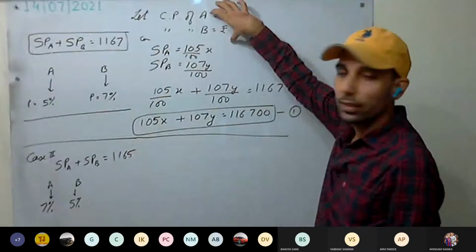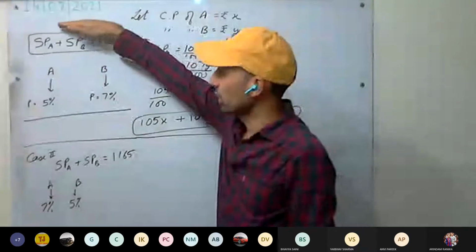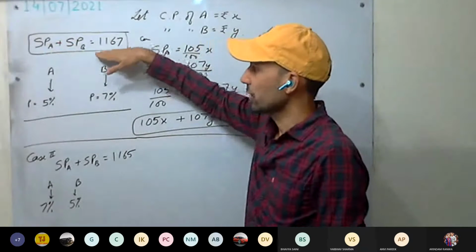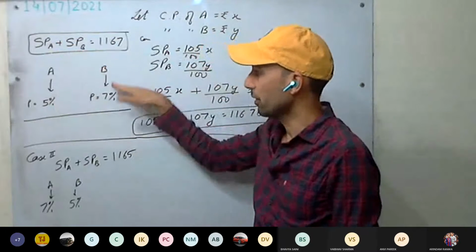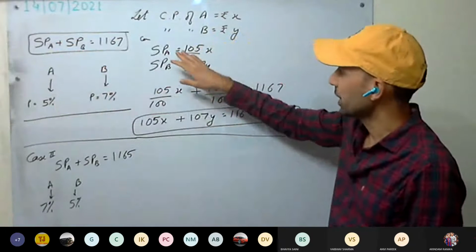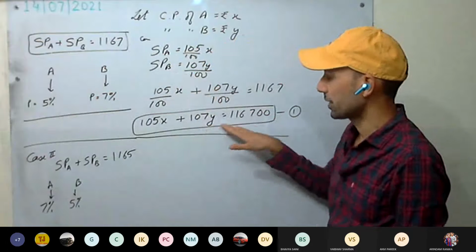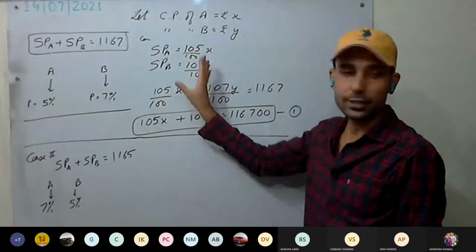Initially we will suppose this one. Okay. Then we'll take case one. Then selling price of this equal to this. On A we are making 5%, B we are making 7%. We'll calculate SP of A, SP of B, and we'll get this equation. This is clear. So half part is completed.